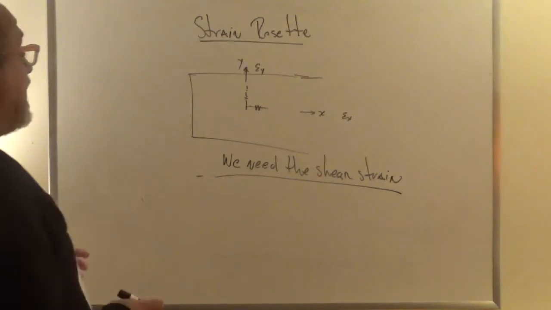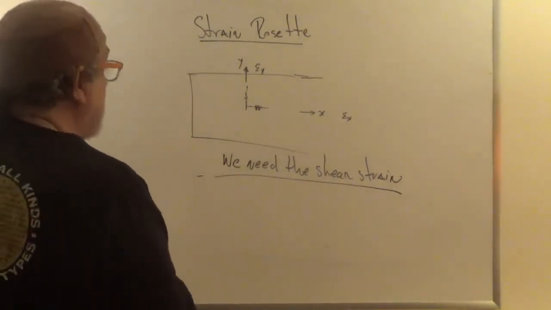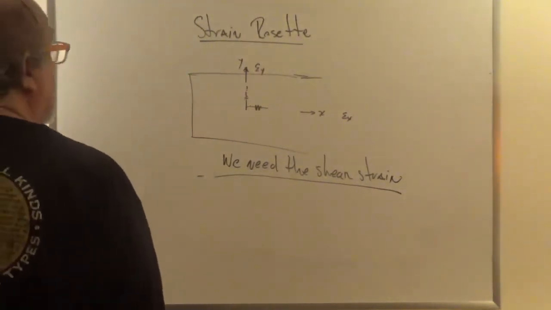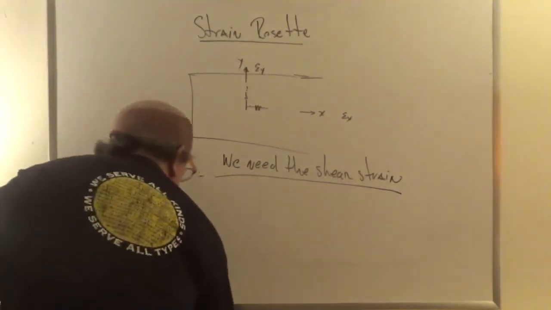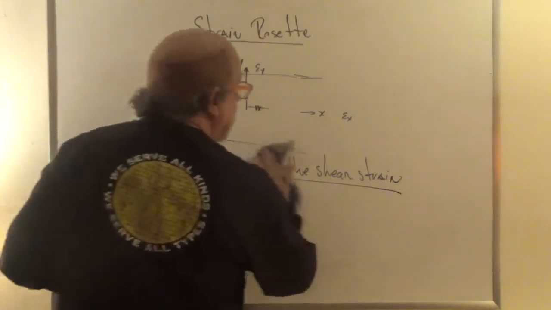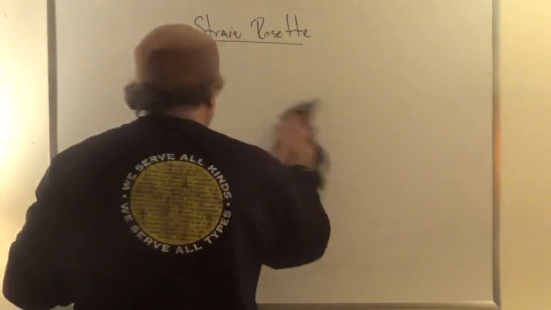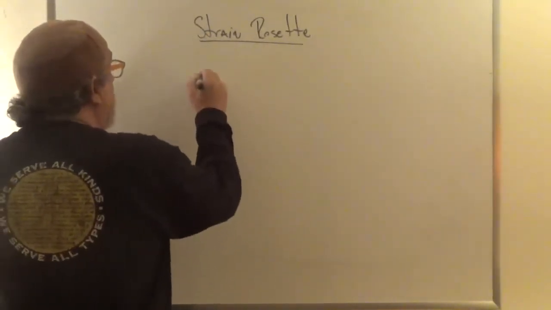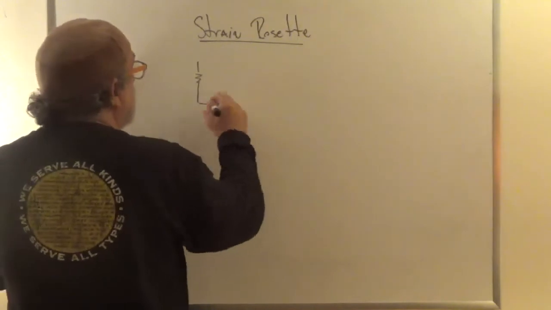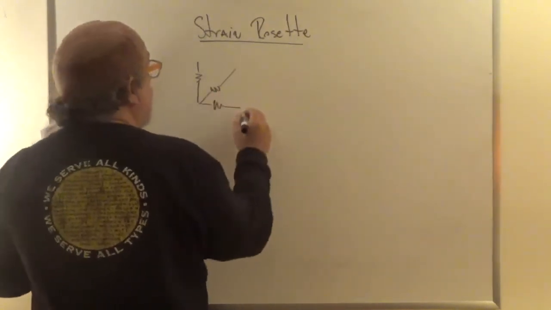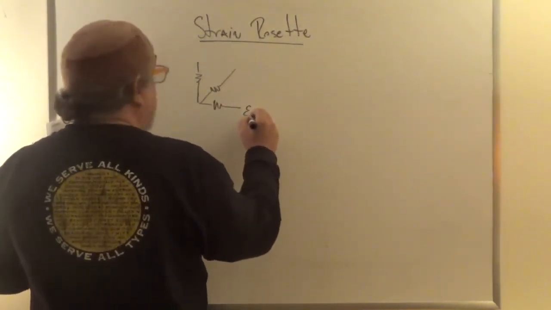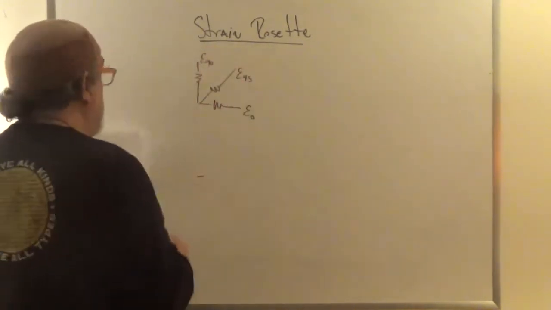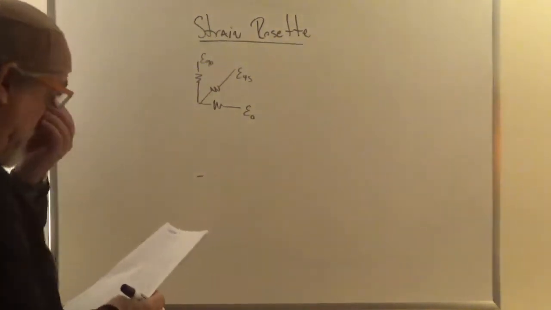But experimentally, the idea is, if you cannot measure shear strains, can you get it in another way? And the answer is yes. And we do that using what is called the strain rosette. Now the strain rosette is simply a measurement of the strain in 3 directions. So you measure the strain, let's say, at 0 degrees, you measure the strain at 45 degrees, and you measure the strain at 90 degrees. Okay?